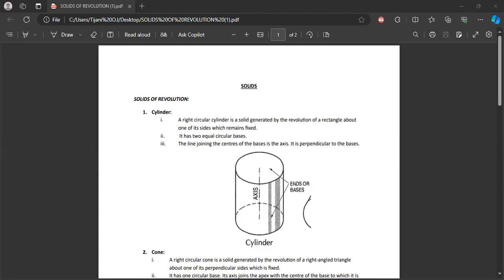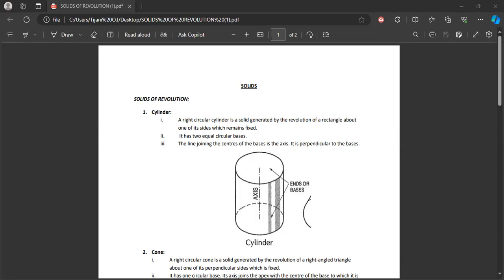And here I'll be talking about solids of revolution, as we have looked at the polyhedra solids. At the beginning of this topic, we talked about the nature of a solid, where I said that a solid has three dimensions: the length, the breadth, and the thickness or the height. Then I said that solids are grouped into two: polyhedral solids and solids of revolution.